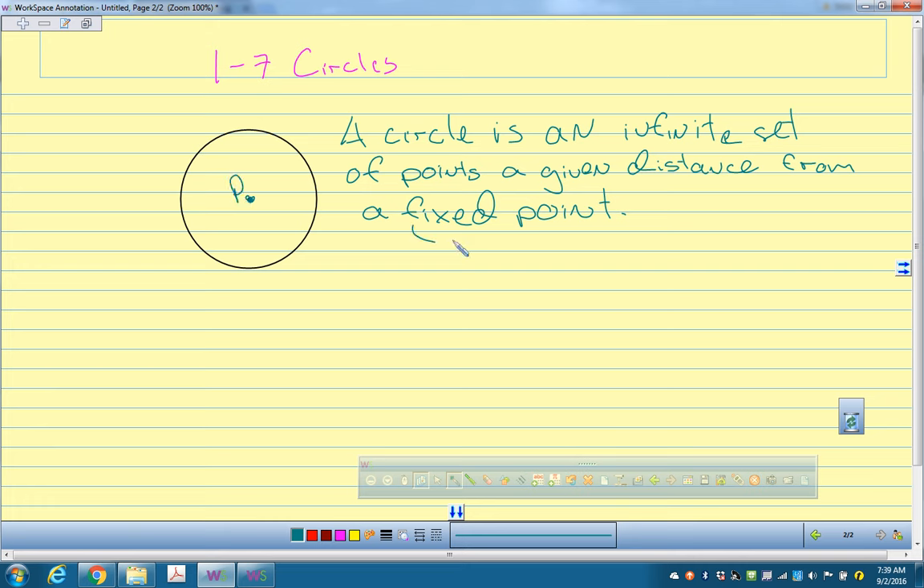Okay, so this thing is the center of the circle. And who can tell me what that given distance is called? The distance from here to here. What's that distance called? That's the radius, okay? So the given distance is called the radius, all right?